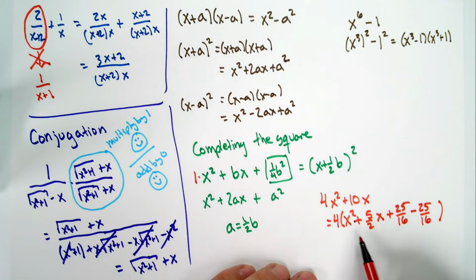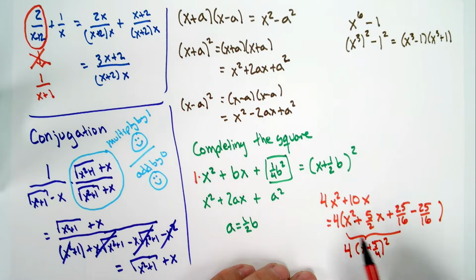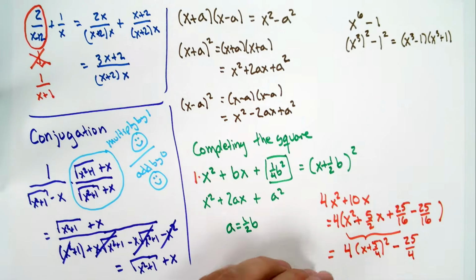And lo and behold, what do we get? The first part is x plus 5/4 squared. Then we have the 4, so I put the 4. And now, remember, the 4 comes through. The 4 multiplied into the first 3 terms gave us that. Now the 4 onto the last term, I can cancel 4 into the denominator, so we get minus 25/4. And there's our expression. There we go. Complete the square.